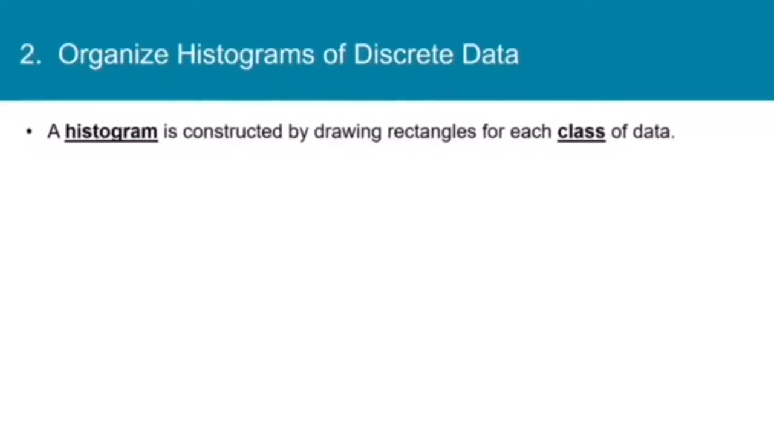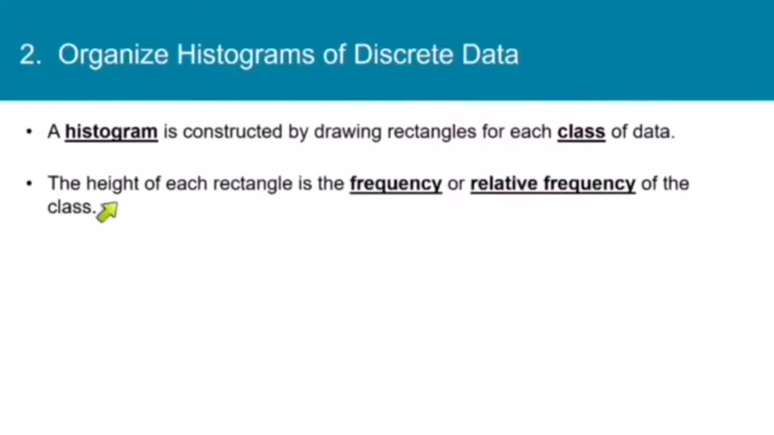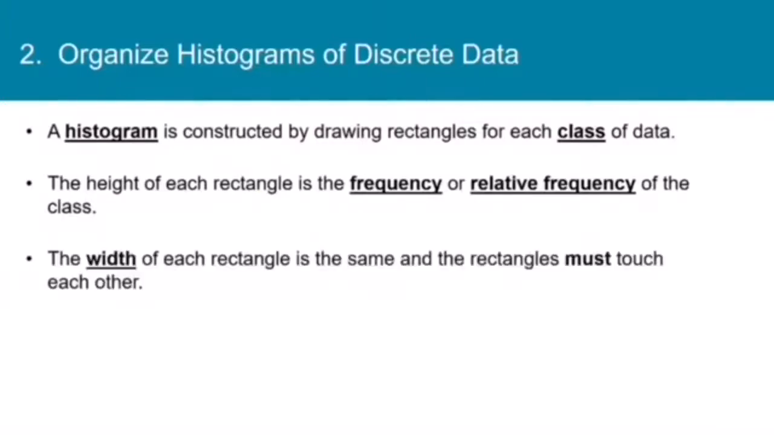Okay, now where we're headed is we want to be able to construct a histogram. A histogram is constructed by drawing rectangles for each class of data. It's very similar in concept to a bar graph. The height of each rectangle is the frequency or the relative frequency of the class. The width of each rectangle should be the same for each class, and the rectangles must touch.